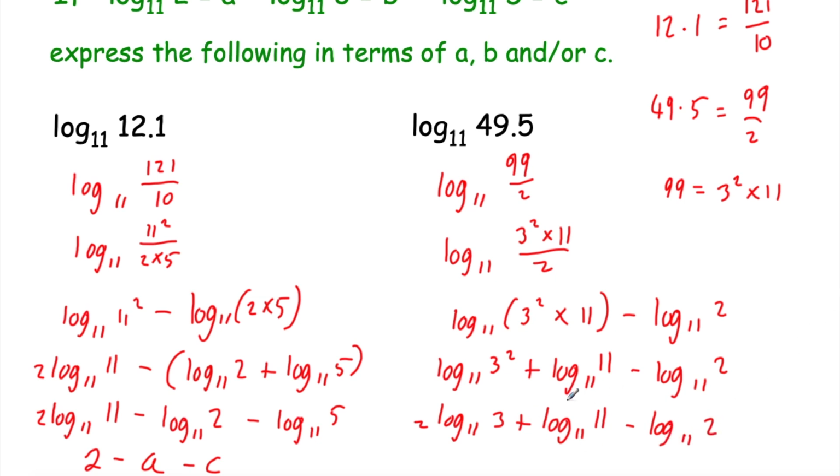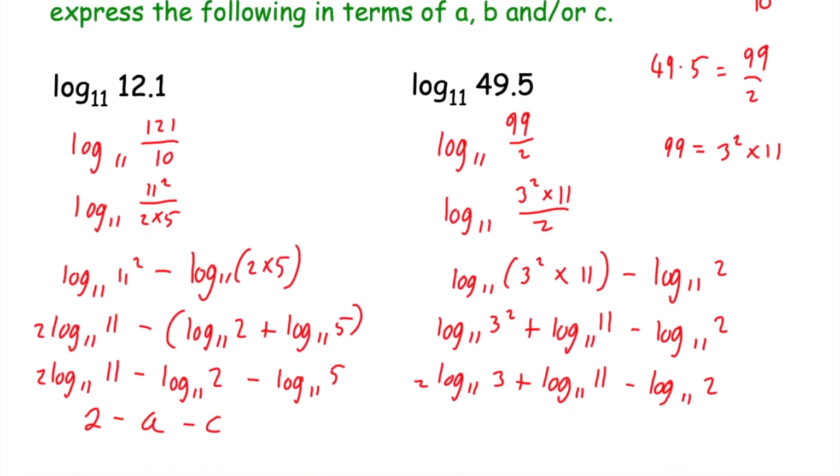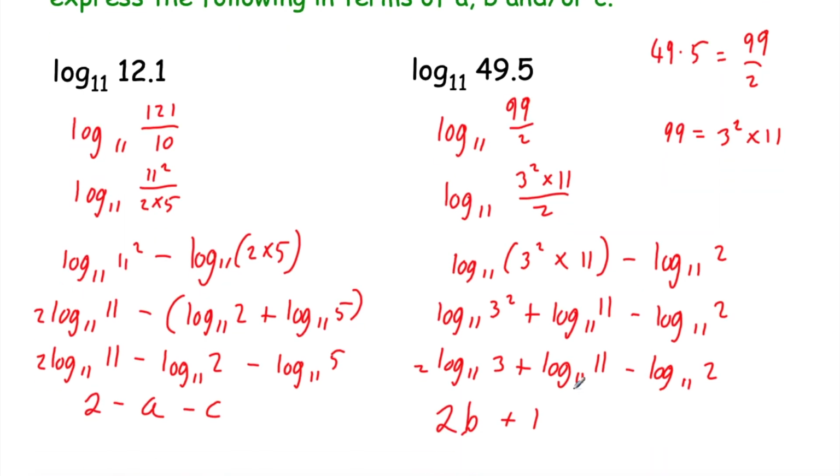Okay, well, this bit's equal to 1. 2 times the log to base 11 of 3. Well, log to base 11 of 3 is equal to b. So this would be 2 times b. So that's going to be 2b. This bit's equal to 1 because what power do you raise 11 by to get to 11? That's 1, so it'll be plus 1. And then we've got to subtract the log to base 11 of 2. Well, the log to base 11 of 2 is a, so it's going to be subtract a. And that's it.